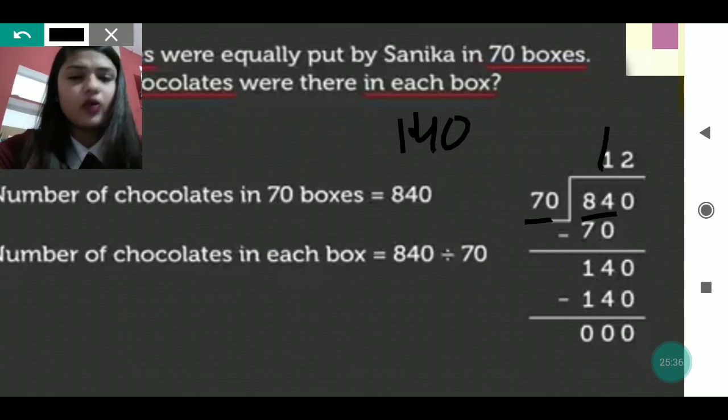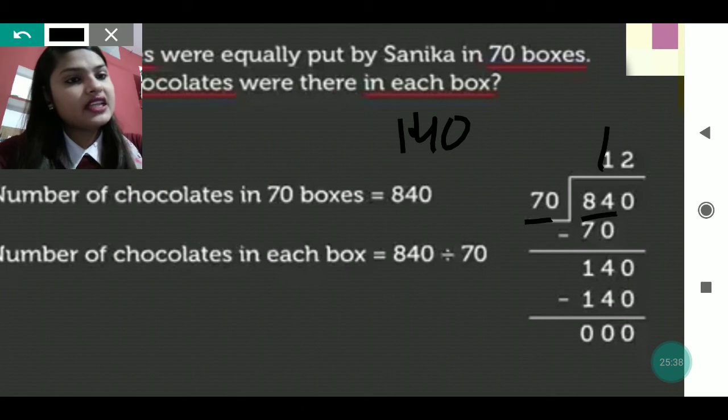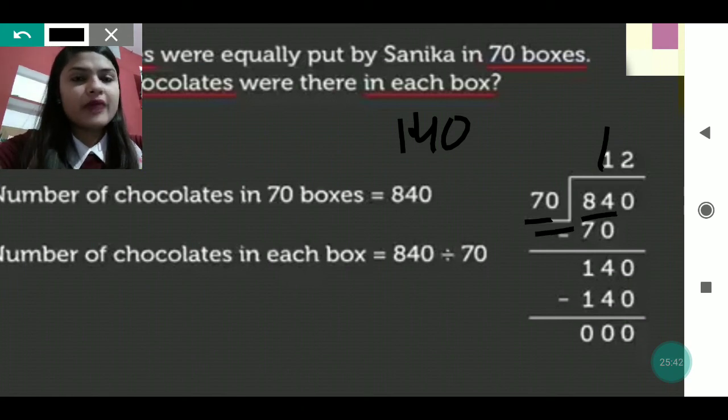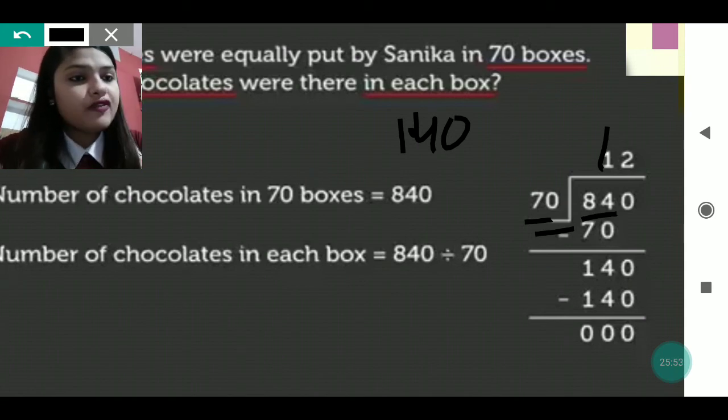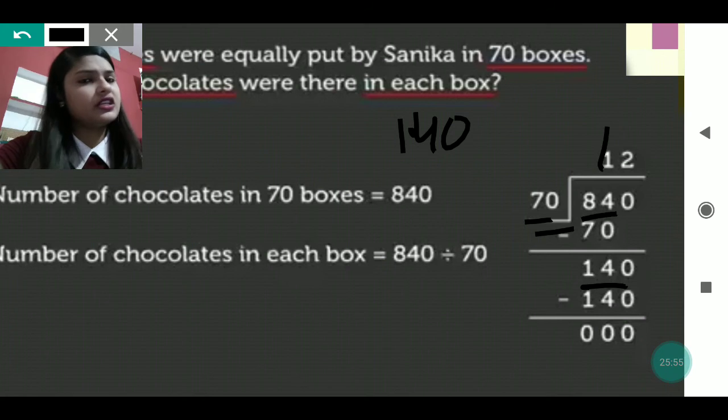So 1 we will write in the question column first. 70 we will write just below 84 and we will subtract here. So 84 minus 70, what will you get? 4 minus 0 will be 4 and 8 minus 7 will be 1. Isn't it? So you have got 14. Now is 14 divisible by 70? No, it is not divisible because it is much less than 70.